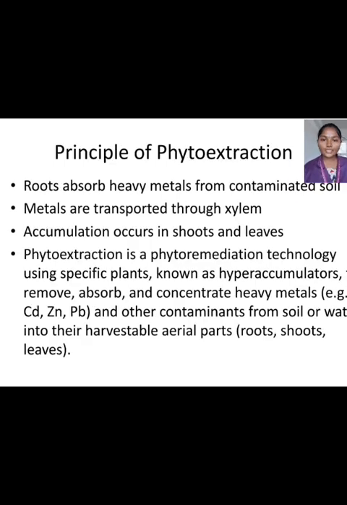Principle of phytoextraction. Roots absorb heavy metals from contaminated soil. Metals are transported through the xylem. Accumulation occurs in shoots and leaves. Phytoextraction is a phytoremediation technology using specific plants known as hyperaccumulators that remove, absorb and concentrate heavy metals and other contaminants from soil or water into their harvestable aerial parts such as roots, shoots and leaves.